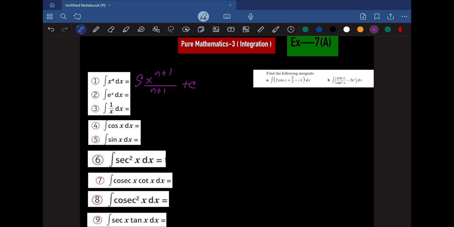Okay, now the next part we can see e to the power of x. While differentiating and integrating, e to the power x doesn't change, so we're going to write it like this: e to the power of x plus c.